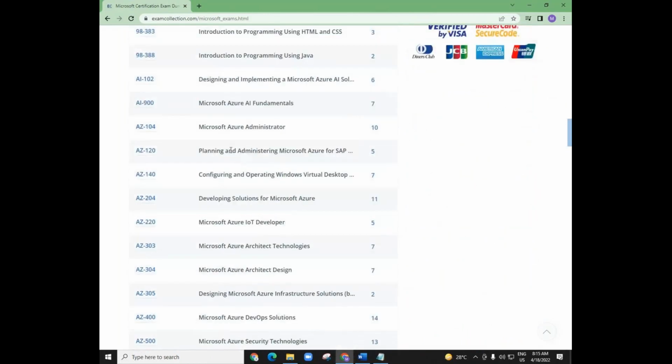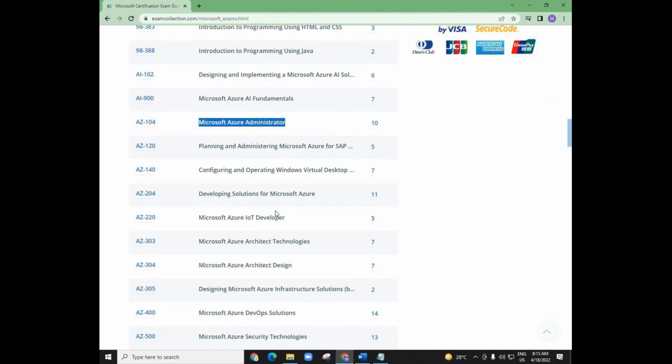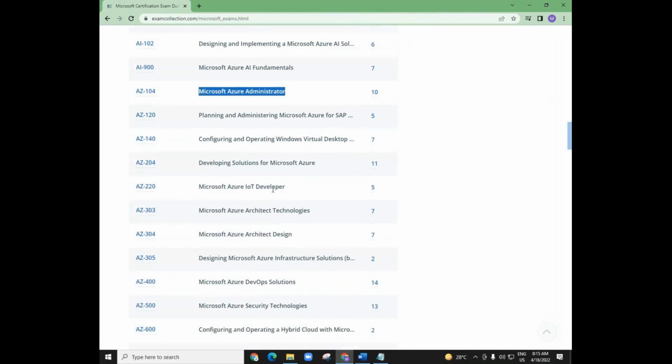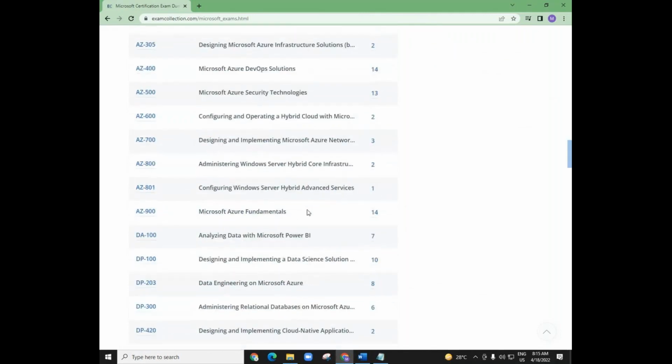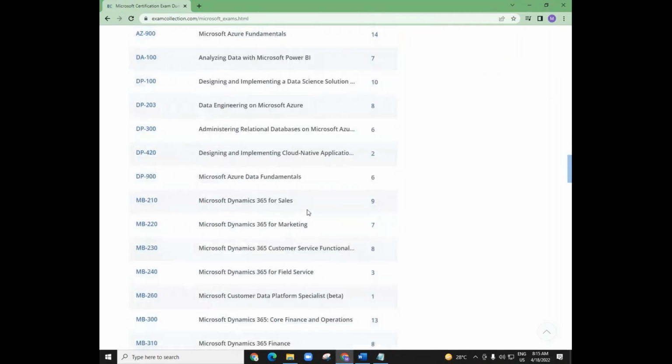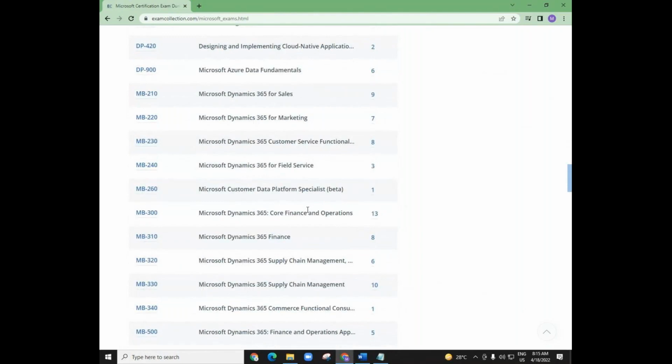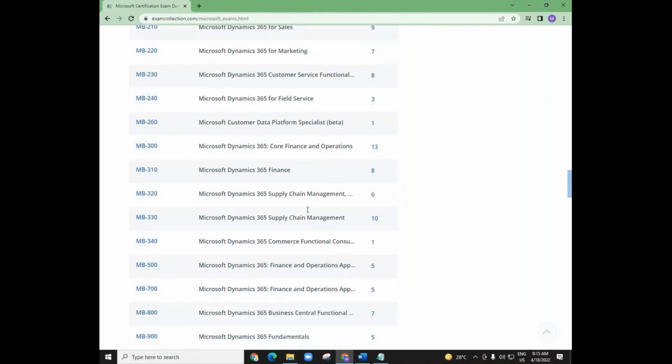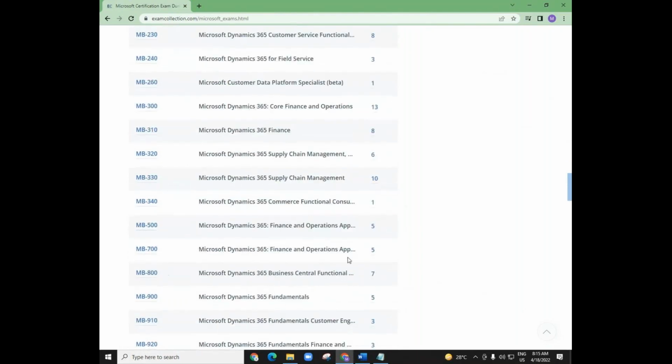See, this is your Azure, Microsoft Azure Administrator. Remember, Azure is a cloud from Microsoft. AWS is a cloud provided by Amazon. Azure is a cloud provided by Microsoft. So we have examinations for Azure here, and we have examinations for everything. Whatever Microsoft is offering for each and every course, there is an exam, and that exam has a particular code.